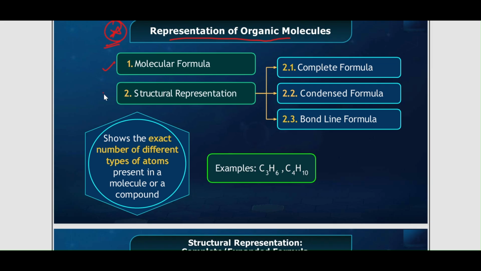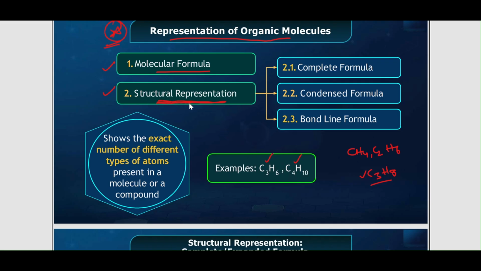Representation will be divided into two types: one is in terms of molecular formula, another one is in terms of structural representation. What is meant by molecular formula? Suppose examples, till now I have given a few examples for you, like methane, ethane, propane. Whatever the molecule is, we can indicate it in terms of the total number of atoms present in that compound, such as C3H8, CH4, C2H6, C4H10, right? These are called molecular formulas of the compound.